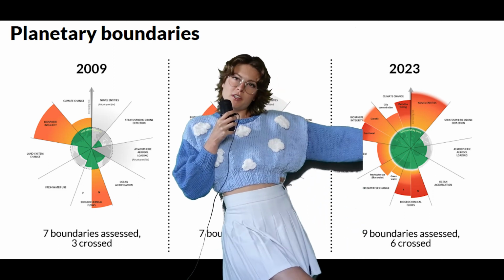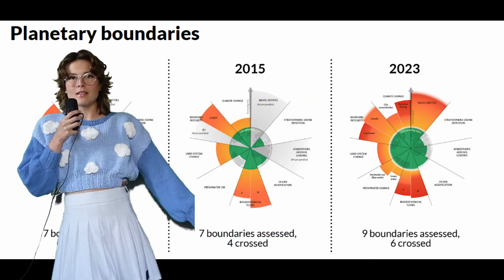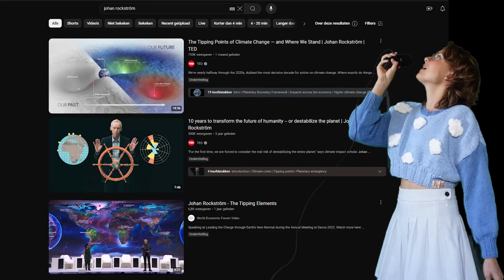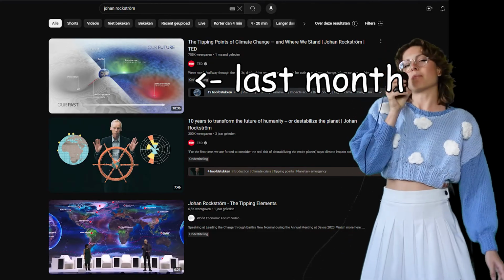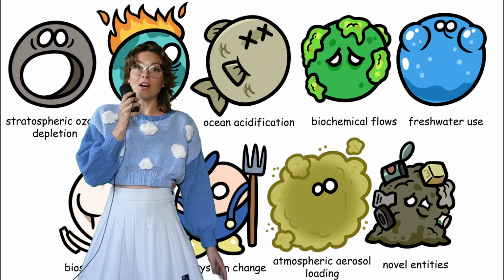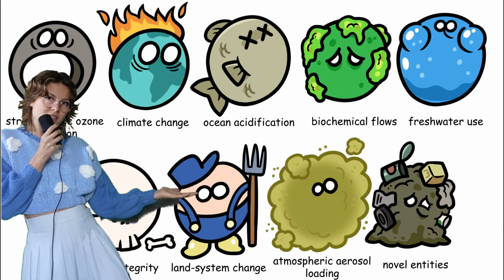It all started in 2009 when a group of international scientists led by one Swedish scientist, Johan Rockström, published their work in the journal Nature, and since then they've done a bunch of updates and refinements. And nowadays Johan is still yapping about these tipping points. Go Johan. As of now, the framework identifies 9 critical boundaries, as can be seen here.